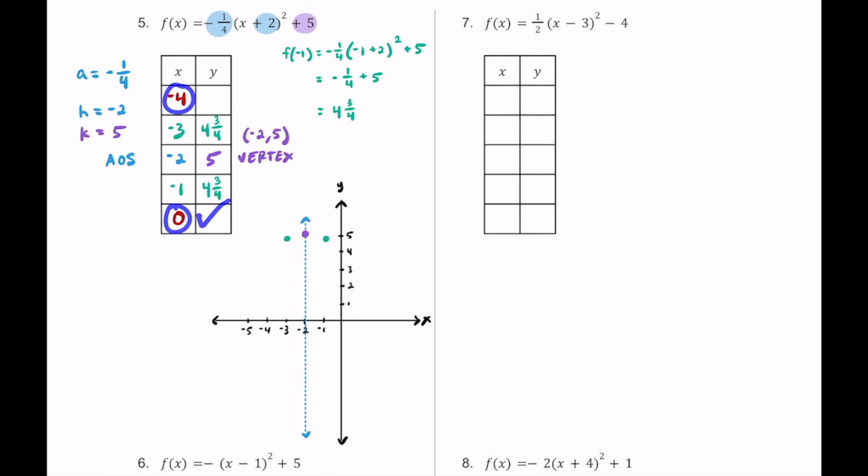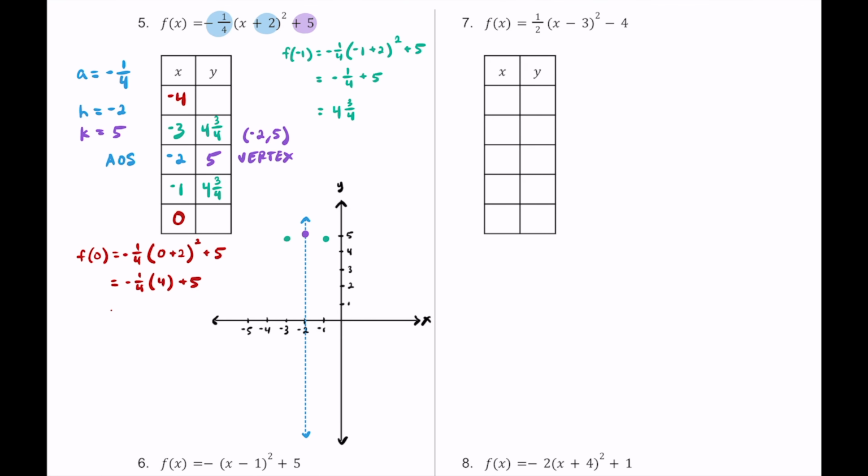I'm going to go with 0 here. So I'm going to plug that 0 in. So it's going to be f of 0. That's going to be -1/4 multiplied by 0 plus 2, squared, and then plus 5. 0 plus 2 is 2. 2 squared is going to be 4. So we have -1/4 multiplied by 4. And then we're going to add 5.